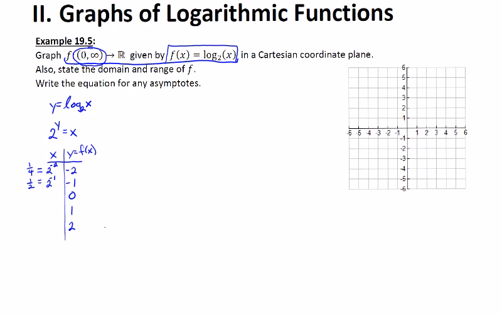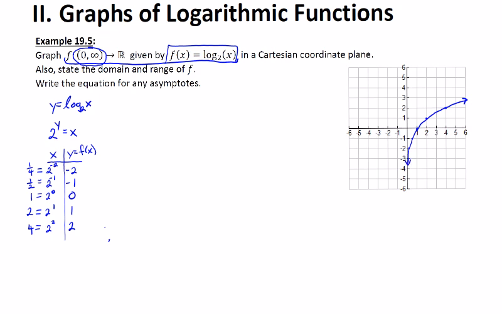So if I continue to do that for the other y values, I'll have 2 to the 0 equaling 1, 2 to the 1st power equaling 2, and then 2 to the 2nd power being equal to 4. So for the graph, we're going to plot these points: 1/4, -2, 1/2, -1, 1, 0, 2, 1, and then 4, 2. And this gives us the exact same graph that we had in example 19.1 that represented the inverse of the exponential function y equals 2 to the x.